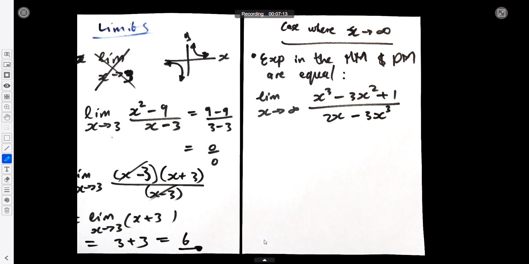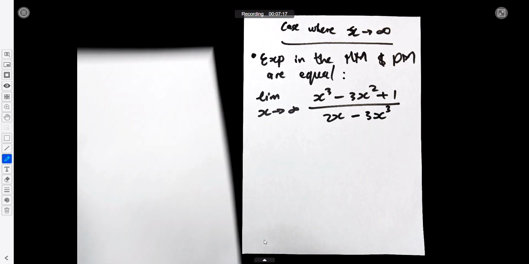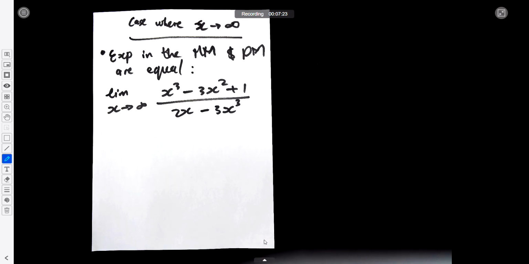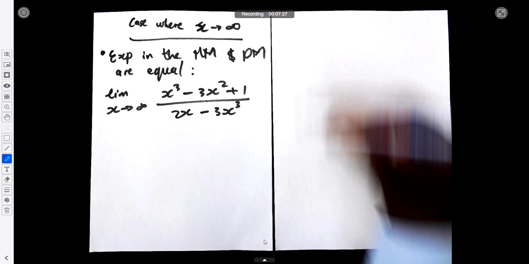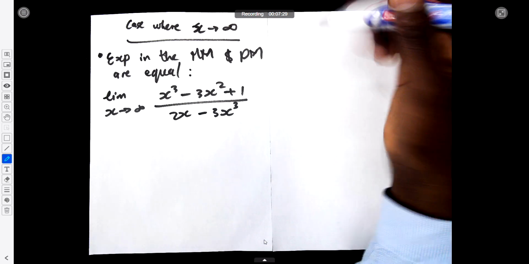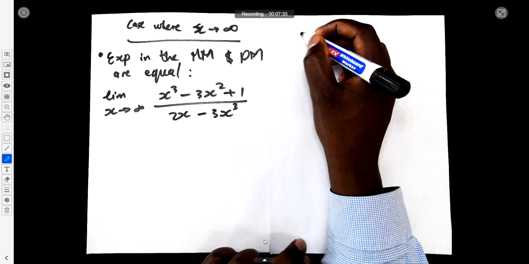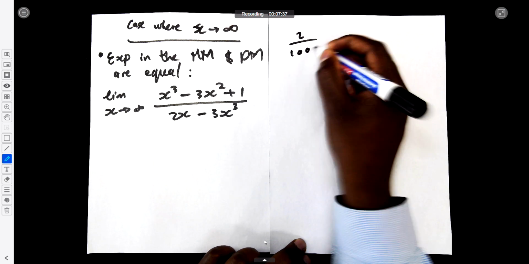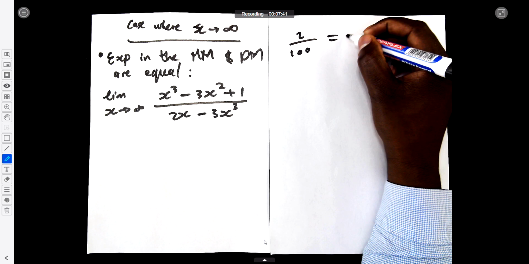But there's a note that I want to put. So something that you need to recall about infinity. Normally I do it like this. I ask the question, what is 2 divided, let's say, by 100? In decimals, what is 2 divided by 100?